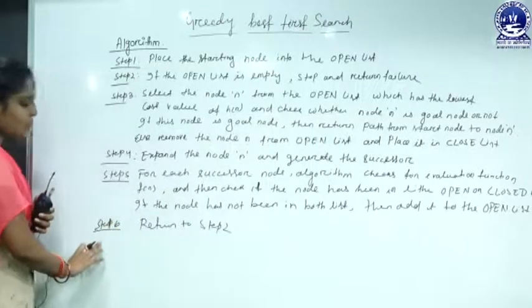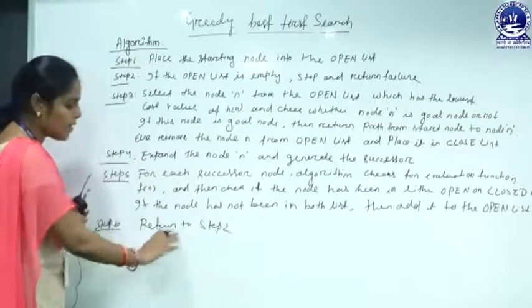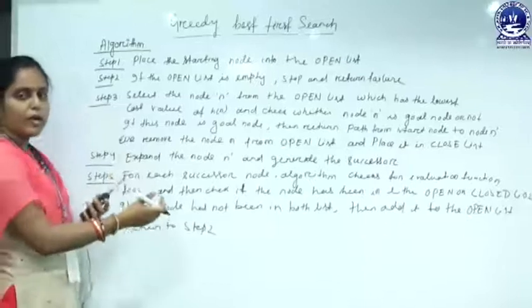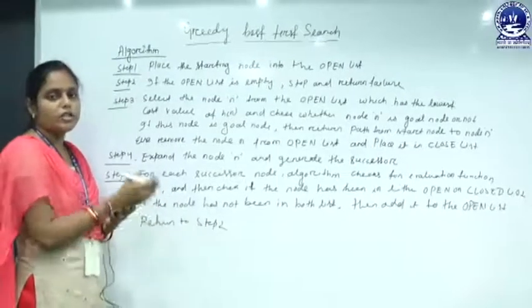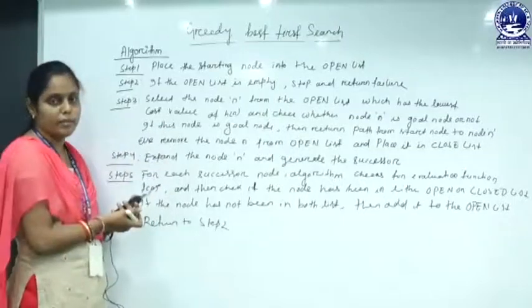Then next is step 6. Step 6 is nothing but return to step 2. That means here our loop continues, and this loop continues until we search our goal node. This is the algorithm of greedy best first search.